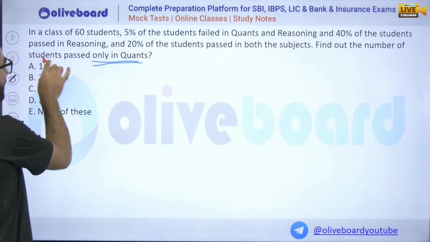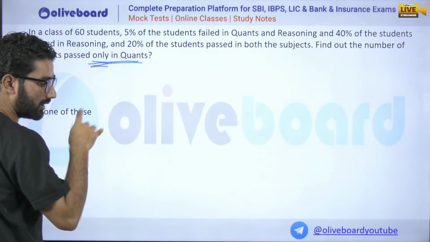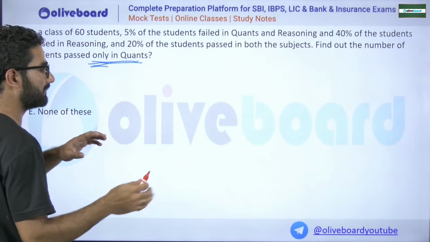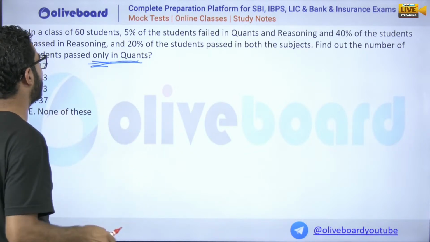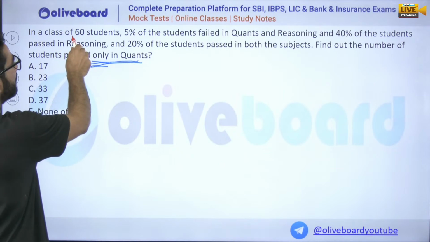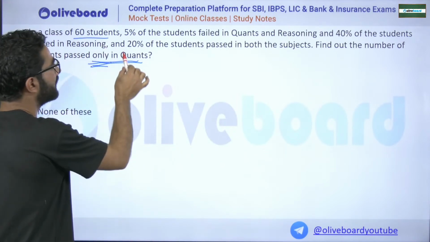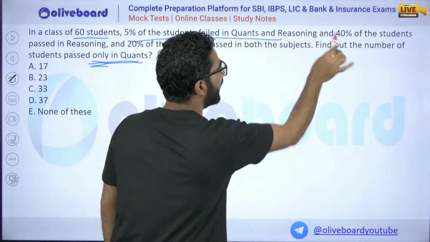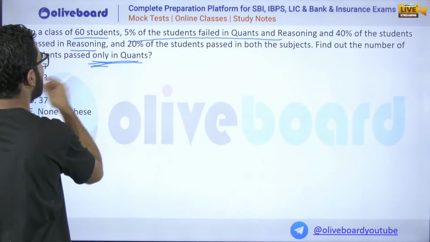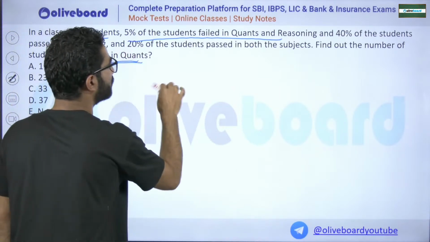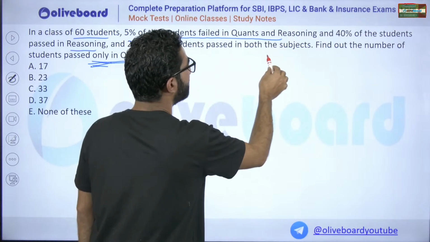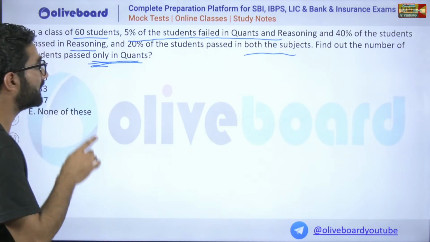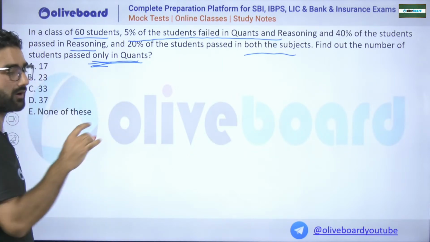This can be calculated by Venn diagram, but if you have a question with fail and pass and 2 categories given, don't go for Venn diagram, you will get stuck. In a class of 60 students, 5% of students fail in count and reasoning, and 40% of the students pass reasoning. 20% of the students pass both exams. Find the number of students who have passed only the count exam.